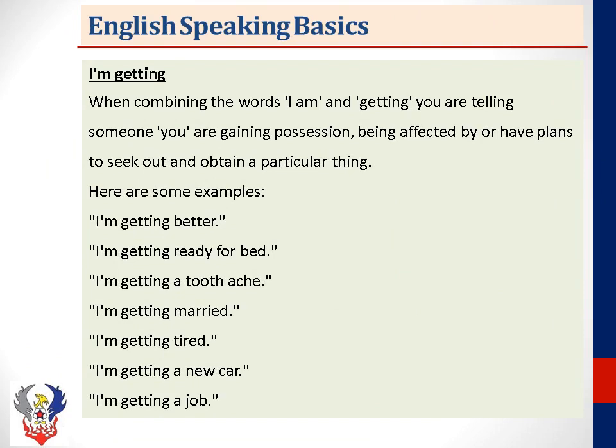I'm getting. When combining the words I am and getting, you are telling someone you are gaining possession, being affected by, or have plans to seek out and obtain a particular thing. Here are some examples. I'm getting better. I'm getting ready for bed. I'm getting a toothache. I'm getting married. I'm getting tired. I'm getting a new car. I'm getting a job.